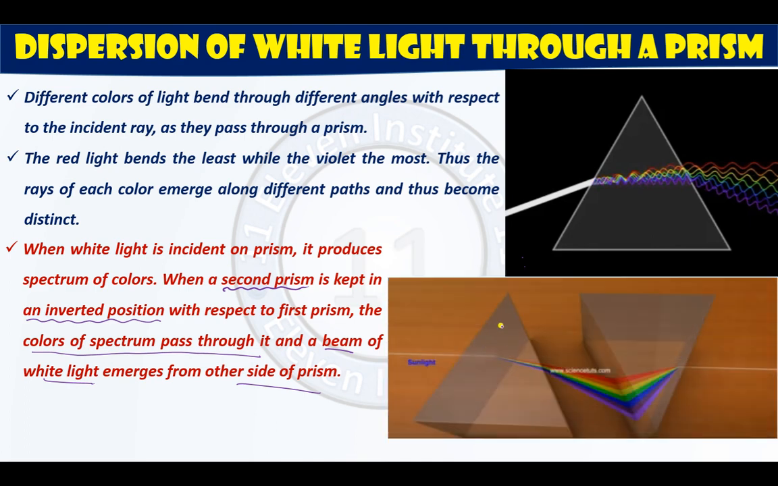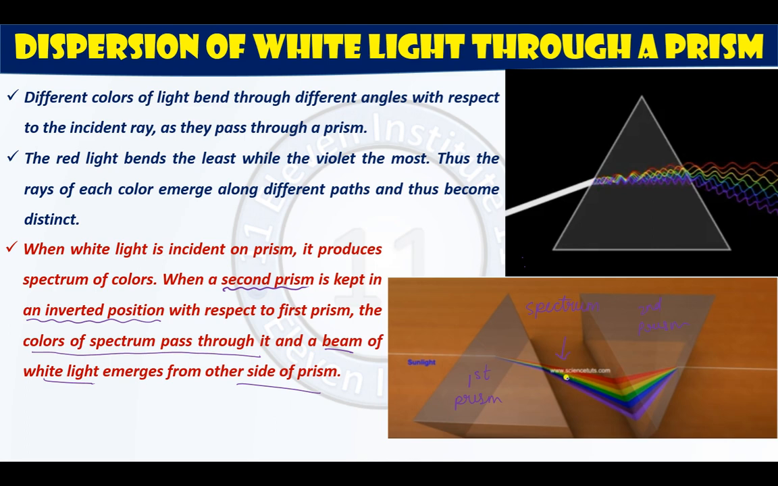You can see this is the first prism, this is the white light, and we get a spectrum over here, right? This is the spectrum. Now if we keep a second prism in inverted position, right, this is first prism, this is second prism, which is kept in inverted position over here. So now this spectrum is incident. Here white light was incident, here the spectrum is incident.